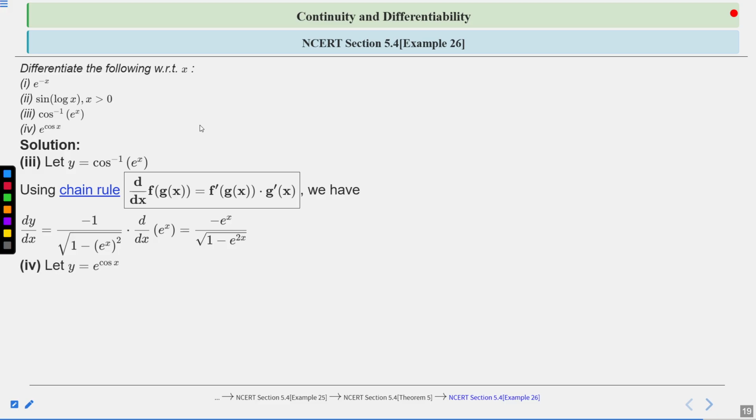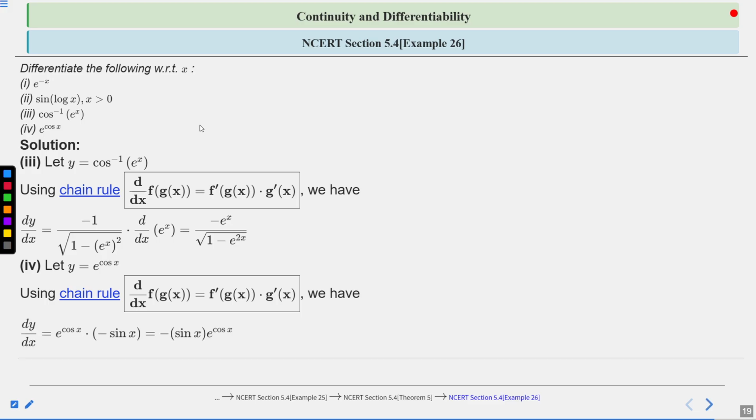Let us see part 4, which is y is equal to e to the power cos x. So using chain rule, d upon dx of f of gx will be equal to f dash gx into g dash x. So we have dy upon dx will be equal to e to the power cos x into minus sin x, which will be equal to minus of sin x e to the power cos x.